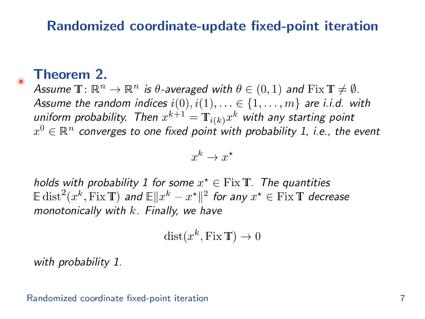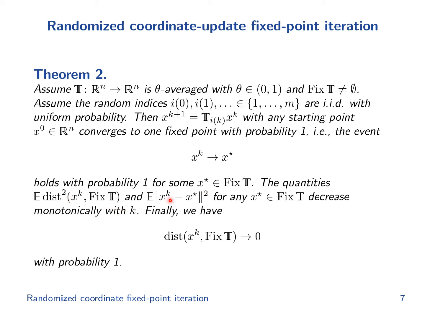The main theorem of this lecture is Theorem 2. So consider the theta-averaged operator T with a non-empty fixed point set. Also consider the random block indices that are sampled uniformly, and pick any point x0 as the starting point and use this random block sequence to generate this random coordinate fixed point iteration xk. And then the conclusion is, with probability 1, the random sequence must converge to some fixed point x star.